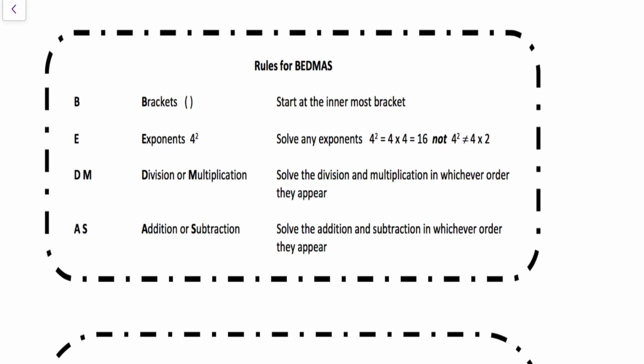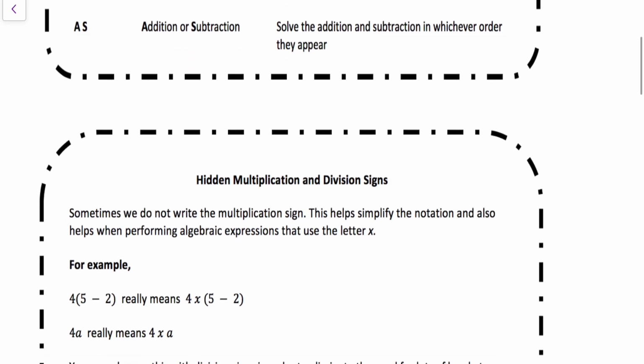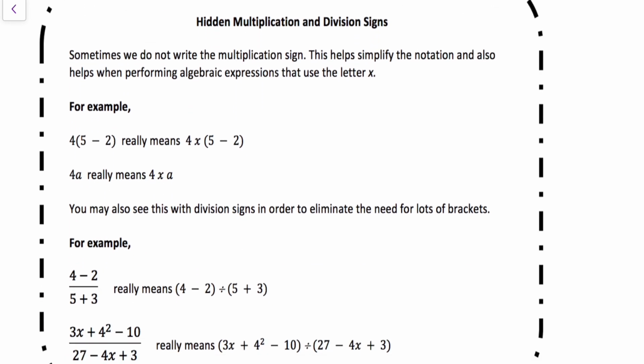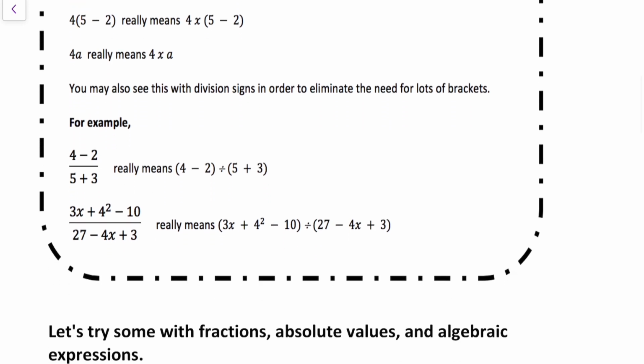We start with anything inside of brackets first, then we do exponents, then division or multiplication, and then addition or subtraction in the order they appear in the problem. And we are also looking for hidden multiplication and division signs. So for example, if I have something like 4(5 - 2), it really means 4 times (5 - 2), or 4a really means 4 times a, but we don't usually write those multiplication signs in. And if you have a fraction line, it really means divide, but with brackets around the top and the bottom. So it's a division you do at the very end.